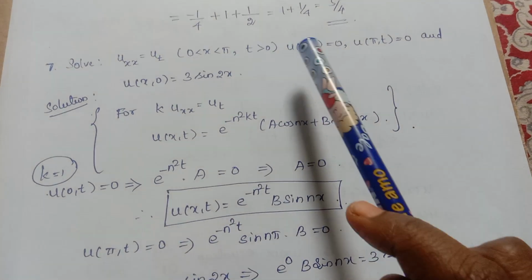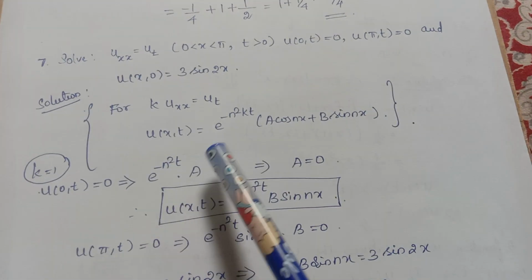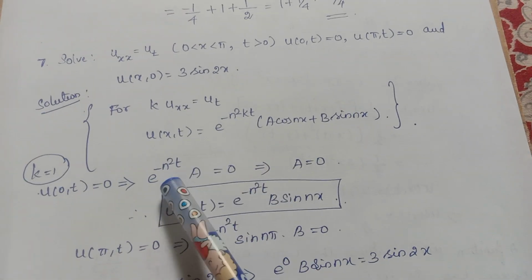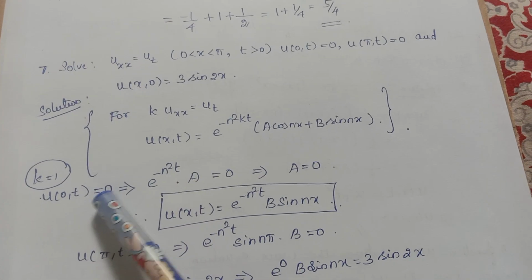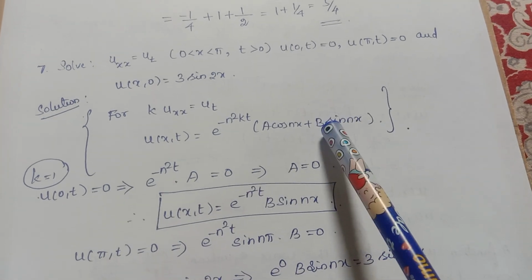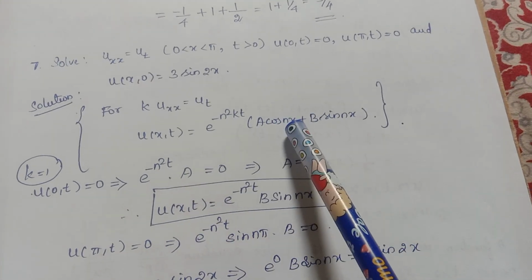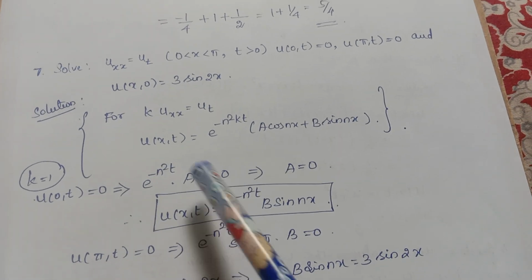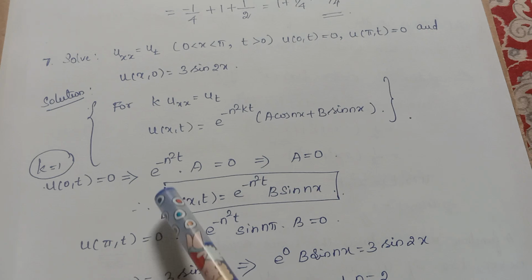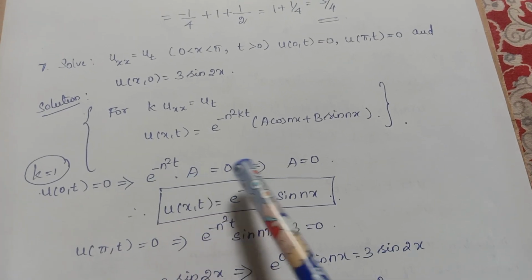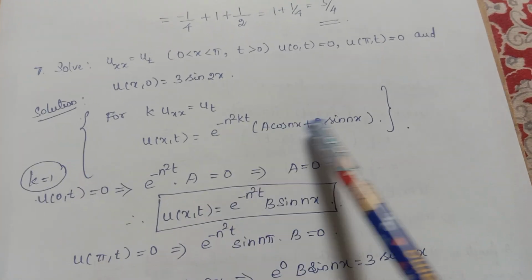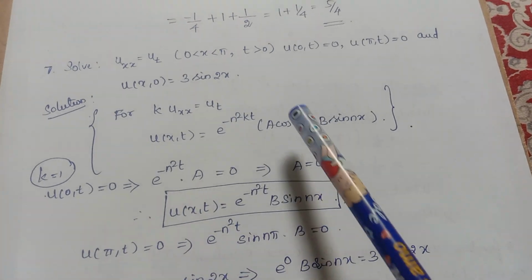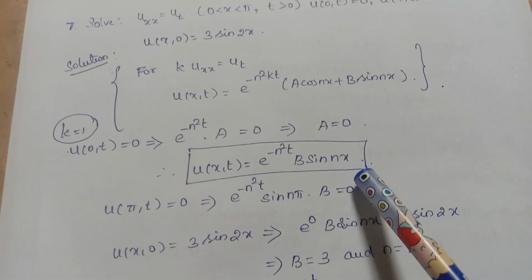Right. Now u of (0, t) equal to 0. So let us substitute in this one. u of (0, t) equal to 0 implies e power minus n squared t into a cos 0 equals 0, so a into e power minus n squared t equal to 0. The exponential function is never vanishing, so the only possibility is a equal to 0. So the solution will further reduce: u of (x, t) equals e power minus n squared t into b sin nx.